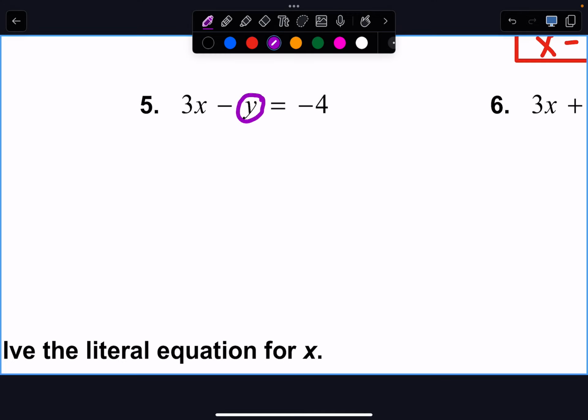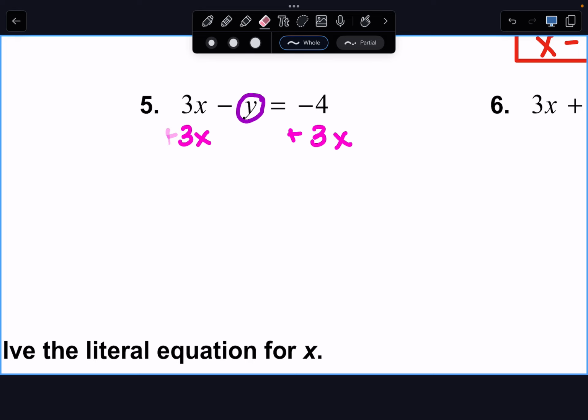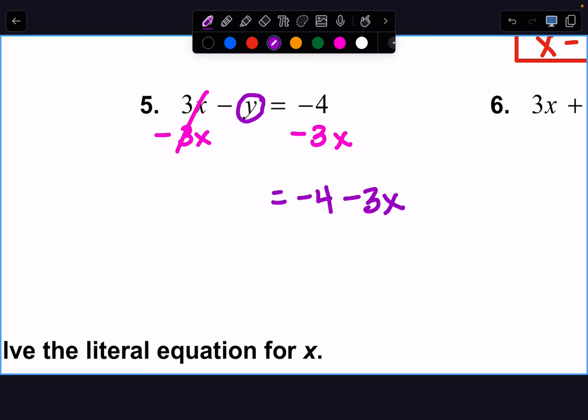Okay, so if I add 3x, what is 3x plus 3x? That's not what I want, is it? So let's try instead, if I subtract 3x, does that cancel out? Okay, those cancel out. So over here, I have negative 4 minus 3x. What do we have on the left side? Negative y. Oh, good job. Negative y. Okay, that negative is still there in front of the y. Have we solved for y?